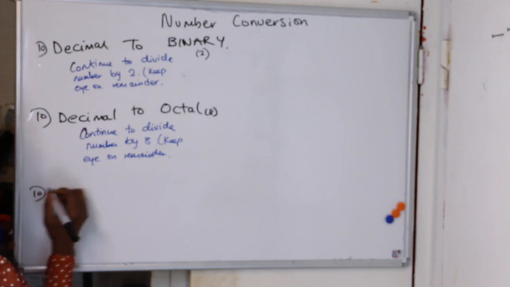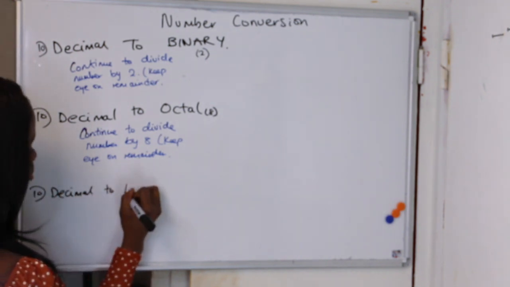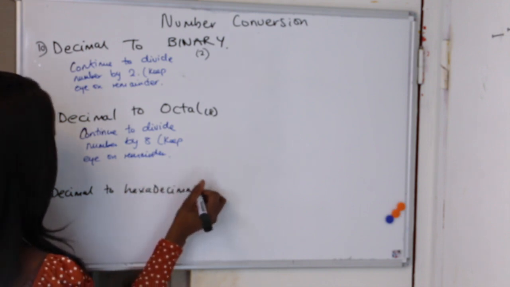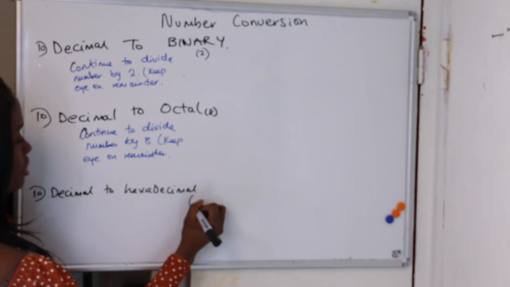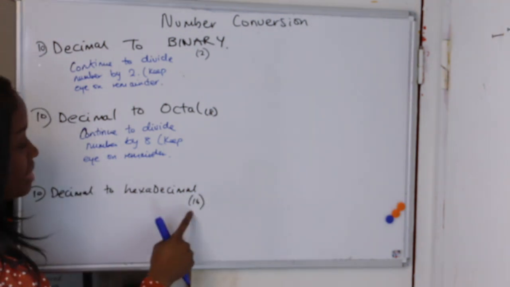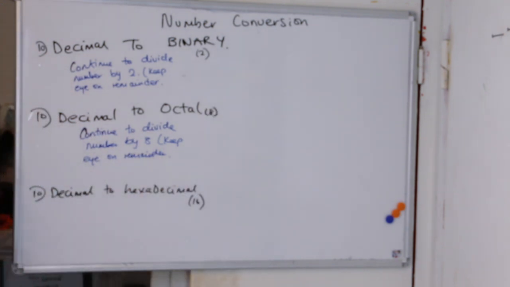And the final one is decimal to hexadecimal. With this one, we'll continue dividing the decimal by 16, keeping an eye on the remainder like we did with the others.